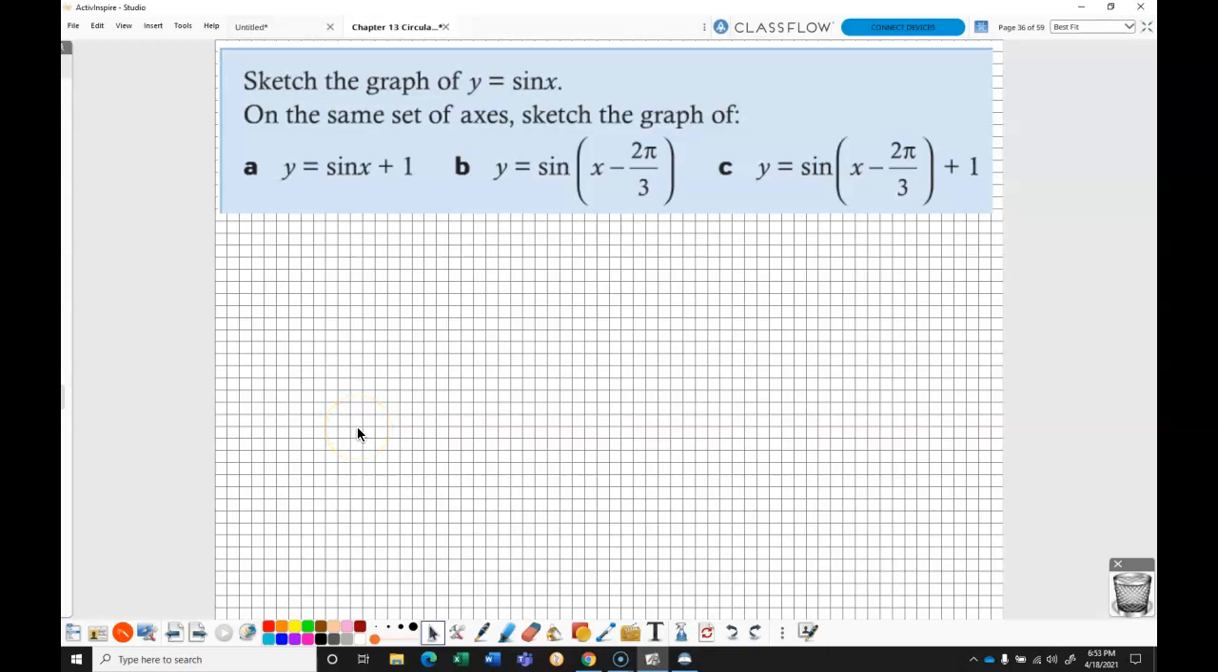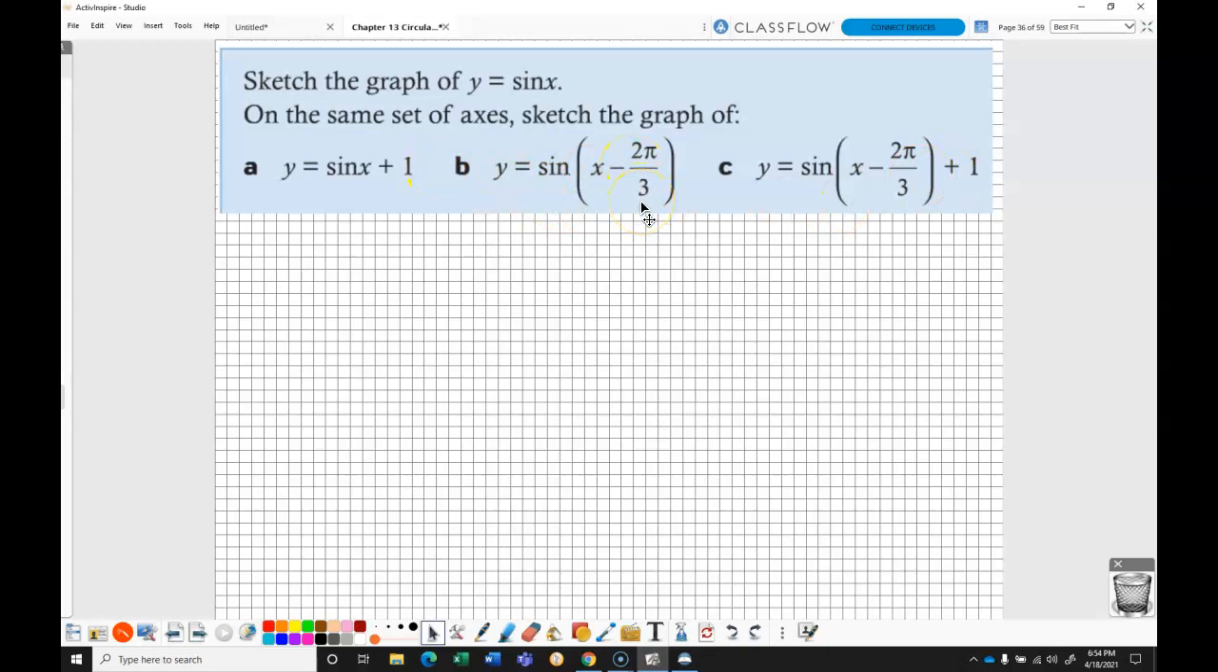All right, on this side we're expected to sketch a graph of the sine of x, and on the same set of axes we're going to sketch a graph of a, b, and c. On this one here, that's outside the parentheses, so that's going to be a vertical translation. This one here is going to be a horizontal translation, and this one's going to be a horizontal translation and a vertical translation, the two translations put together.